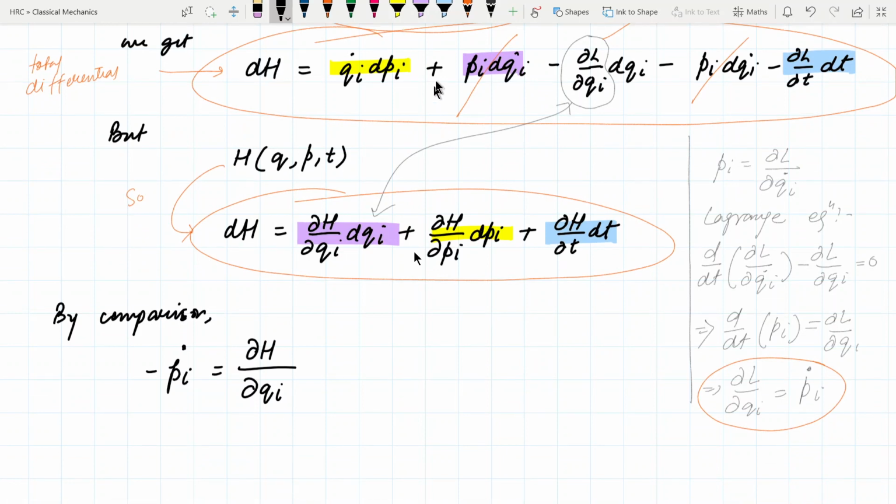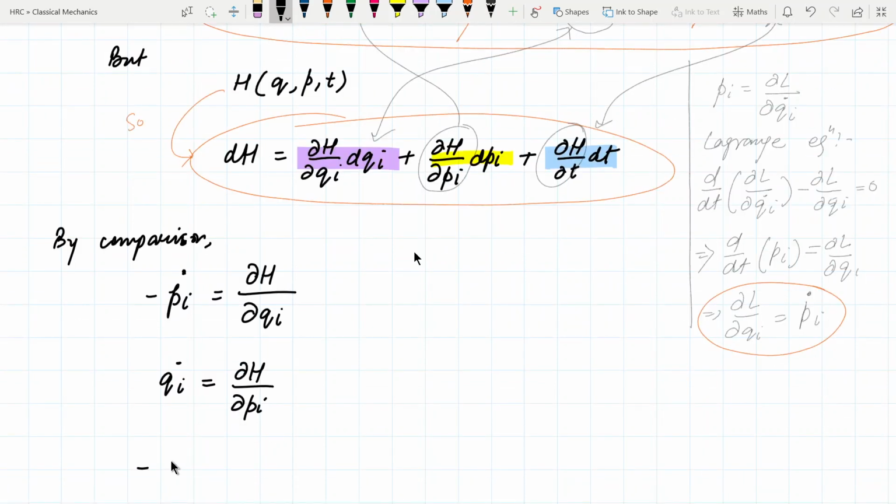उसी तरह से मैं अगर इसको कंपेयर करता हूँ डी पी के आई, इसको इसके साथ कंपेयर करता हूँ, this gives us QI dot is equal to del H upon del PI, ठीक है। और अगर मैं इसको कंपेयर करता हूँ तो फिर I end up getting minus del L upon del t is equal to del H upon del t.